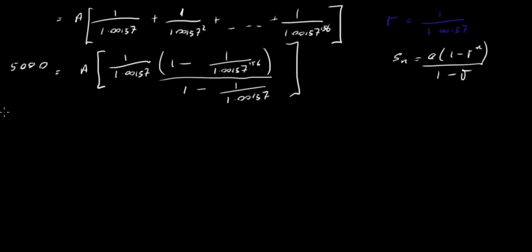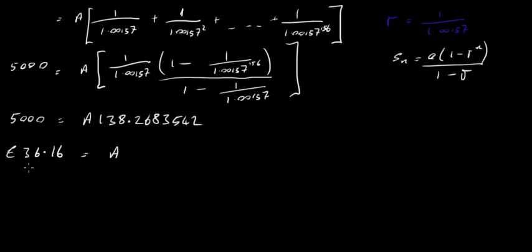And what you'll end up with here is 5,000 is equal to A times 138.2683542. Again, remember I didn't use this number, I used the extended version of this number. Now divide across then and you'll get A is equal to 5,000 divided by 138.268 and so on, and you'll get 36.16. So this is the amount that you'll have to pay back the credit union each week.